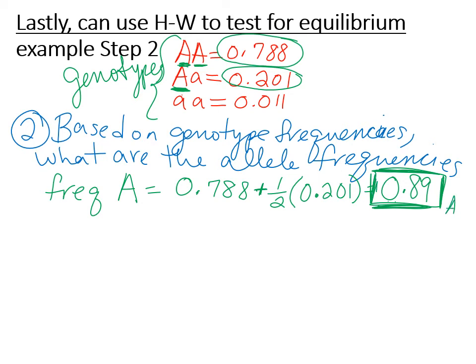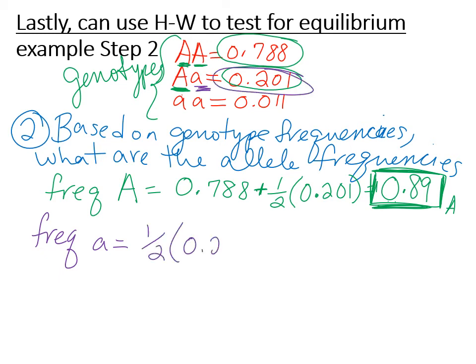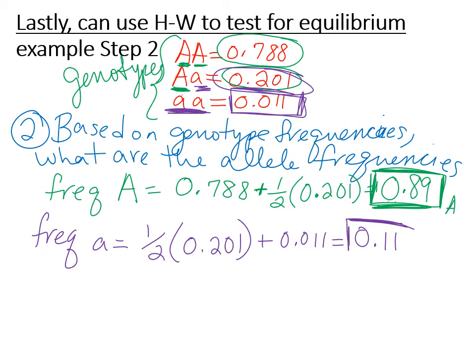And then we need to calculate the frequency of our second allele, which again is half of the heterozygous plus the whole homozygous recessive. And that should give you 0.11. Now, you also could have simply done, once you have the first number, which in this case was 0.89, 1 minus 0.89, because like we mentioned earlier, the frequencies of both of your alleles have to equal 100%. So you could have done it that way as well.